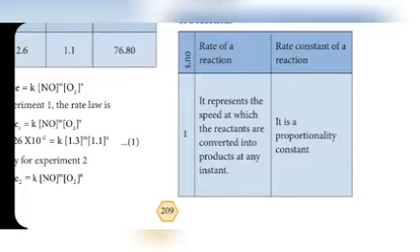But rate constant is the proportionality constant. Now we know, instead of proportional we are adding equal, so we must add what? Proportionality constant K. So this is the first point.